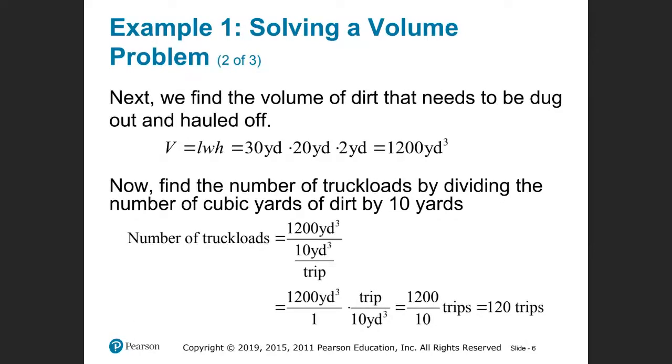Next, we want to find the volume of dirt that needs to be dug out and hauled away. So we're going to use our volume formula for a rectangular solid, length times width times height, which gives us 1,200 cubic yards. Volume is measured in cubes. Next, we find the number of truckloads by dividing the number of cubic yards of dirt by 10 yards, because 10 yards is how much it can haul each time. So doing this, we see that it's going to require 120 trips with the truck.